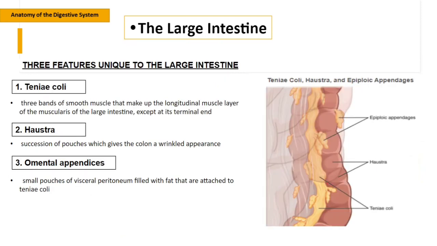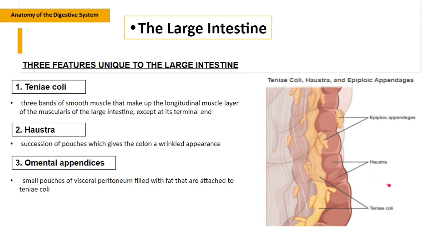And then, just the same with the small intestine, meron din pong unique features ang ating large intestine so that it may be able to function more correctly. Number 1 is the Taeniae coli, which are 3 bands of smooth muscle that make up the longitudinal muscle layer of the muscularis of the large intestine, except at its terminal end. Here is the Taeniae coli. Ito, yung parang yellow na portion.